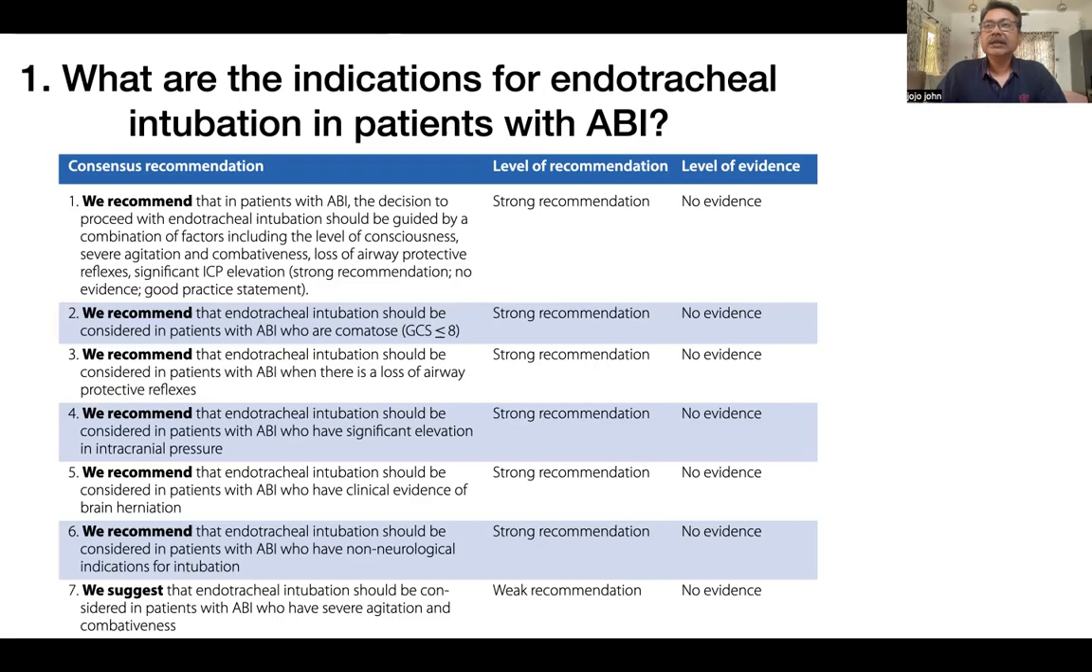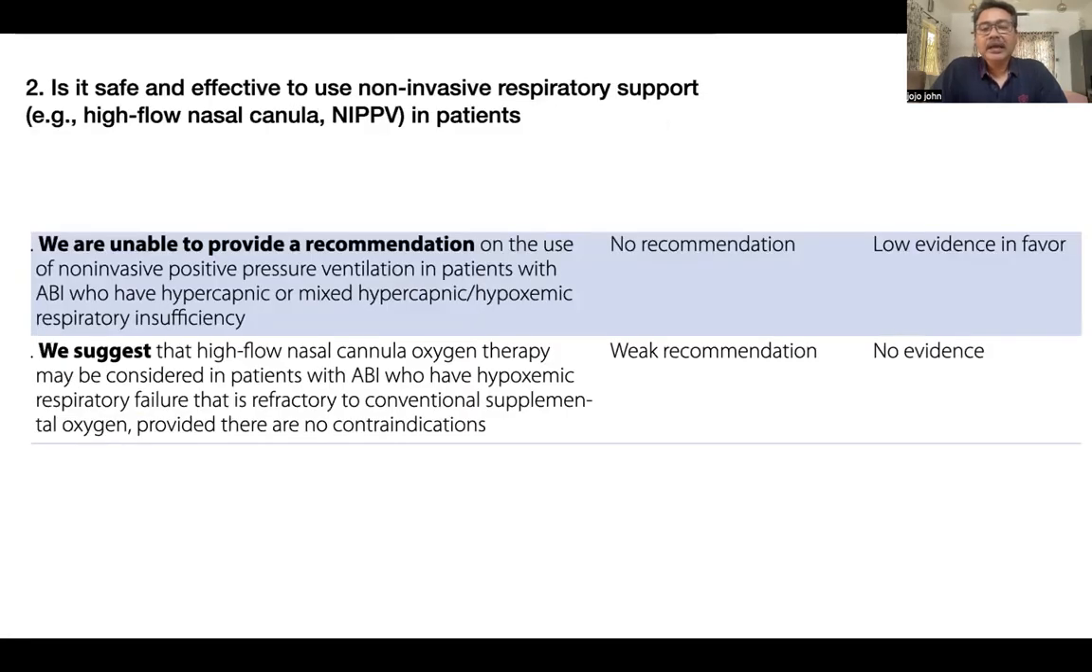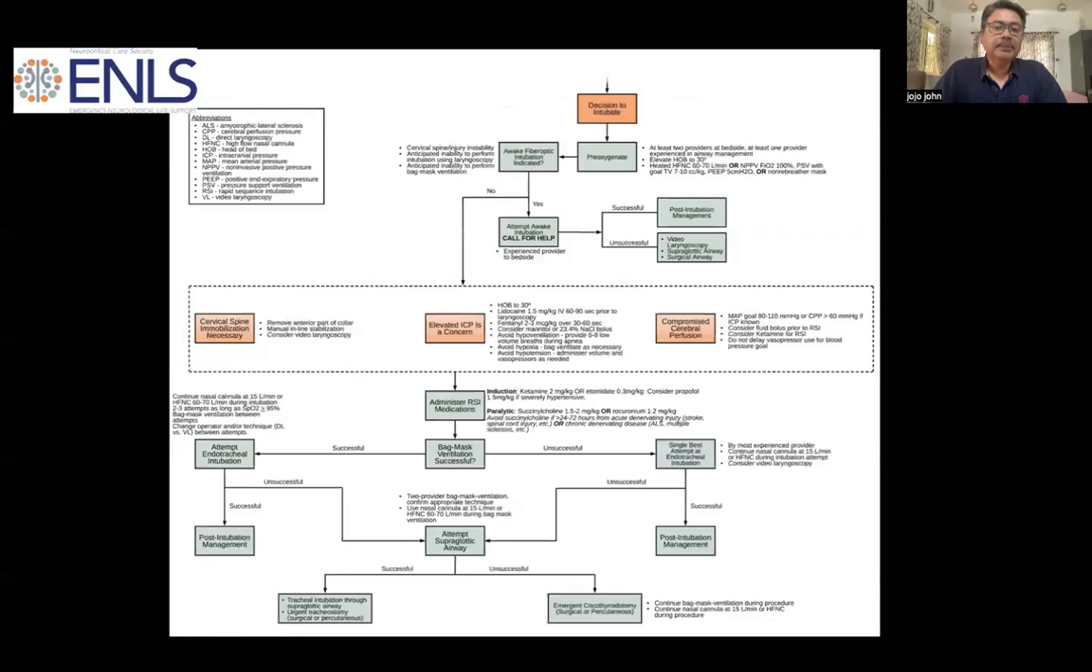Agitation and combativeness: if you can manage it without intubation, well and good. But if you need to sedate them and you're going to reduce the GCS further, then probably you need to consider intubation as well. How about non-invasive respiratory support? No recommendations are given for NIV in this population. And for HFNO, they give a conditional recommendation based on no evidence. That is, those patients who are not to be intubated, but who need more oxygen, it may be tried.